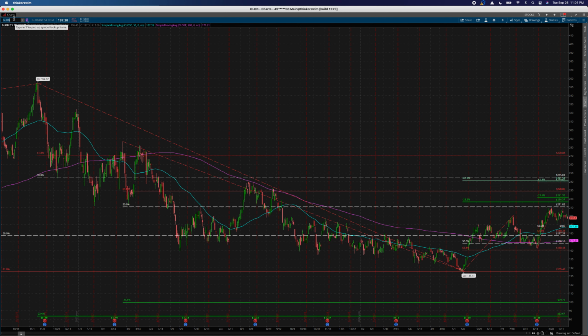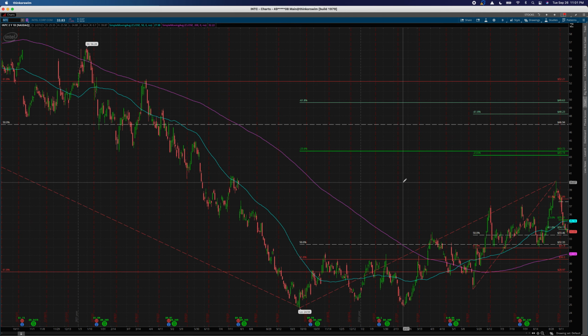Our next on the list is Intel. This one is going to have a 50% short at 46.94. It's untested. There is a next 50% short currently being tested around $33 to $34. That is after a completion of a 50% long.